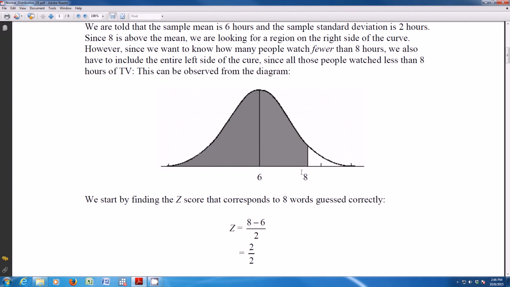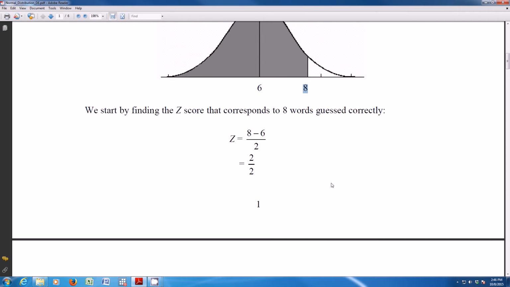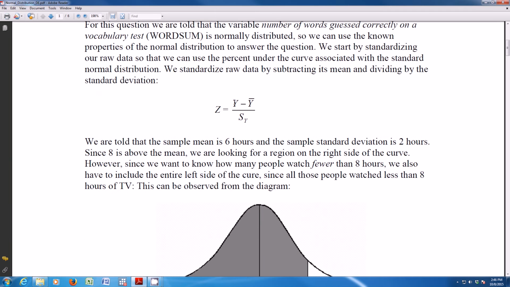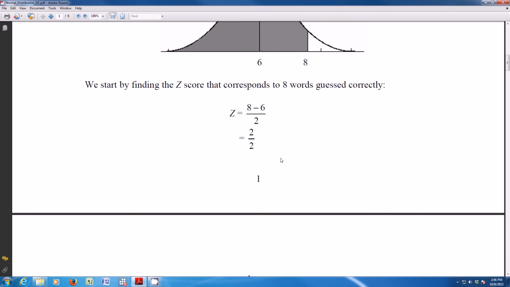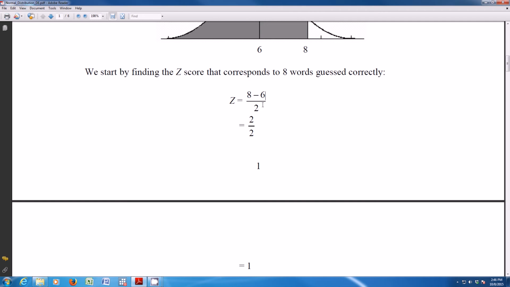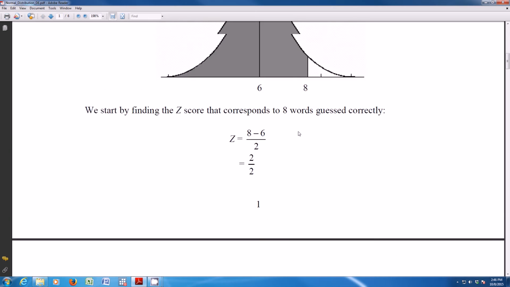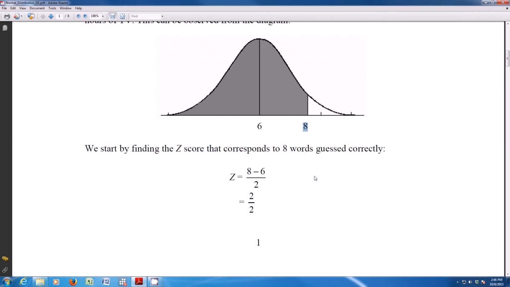We're going to start by taking 8 and turning it into a z-score. We do that by using the z-score formula. Remember, the z-score formula tells us to take the raw score, subtract the mean, y bar, and divide it by the standard deviation, s sub y. In our case, 8 is our raw score, and we're going to ask how many standard deviation units 8 is away from the mean. If we take 8 and subtract 6, the mean, divided by 2, the standard deviation, that gives us 2 in the numerator and 2 in the denominator. The ratio of those two is just 1. That tells us that 8 is 1 standard deviation above the mean.